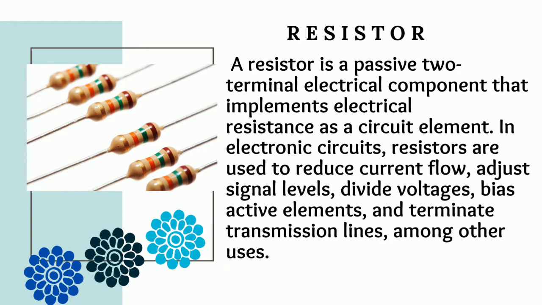Okay, so what is a resistor? A resistor is a passive two-terminal electrical component that implements electrical resistance as a circuit element. In electronic circuits, resistors are used to reduce the current flow, adjust signal levels, divide voltage, bias active elements, and terminate transmission lines, among other uses.